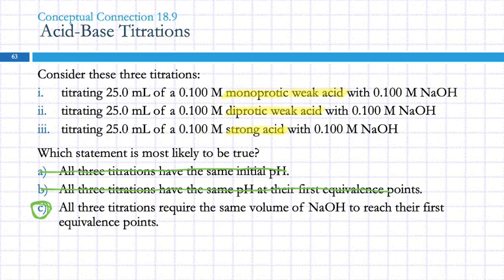That's only if they're 1-to-1 ratio, right? That's a great question. That's if there's a 1-to-1 ratio. This one there is a 1-to-2 ratio. But this is talking about the first equivalence point. So the first equivalence point is the same. The second equivalence point will take another equal amount. It'll be twice as much. So if you look at the final result, this one is going to take twice as much sodium hydroxide. But they're the same here because we're just talking about the first one.